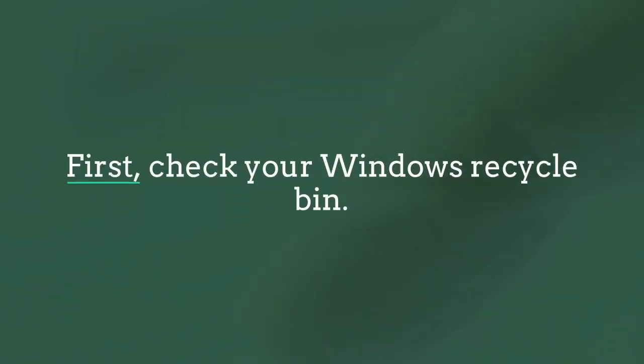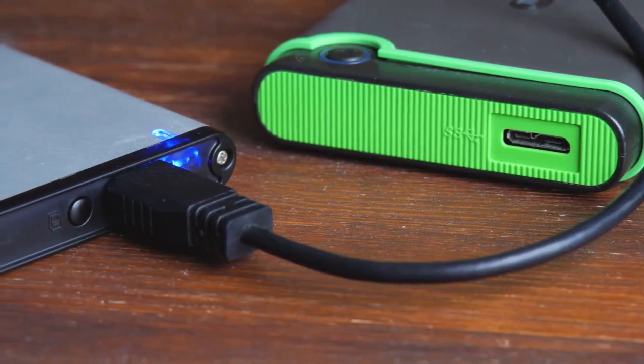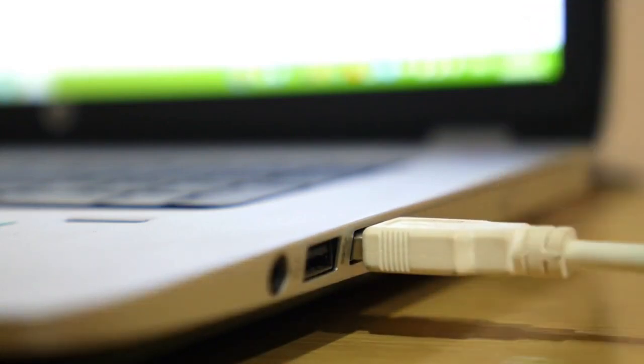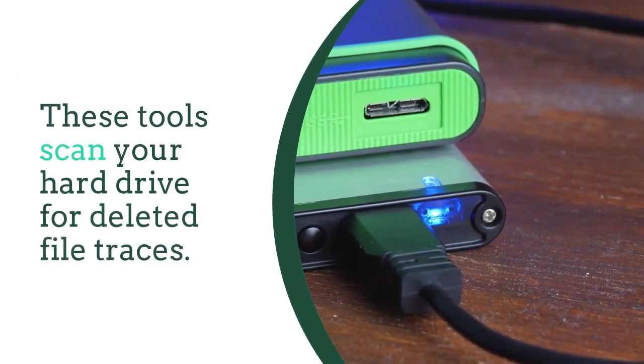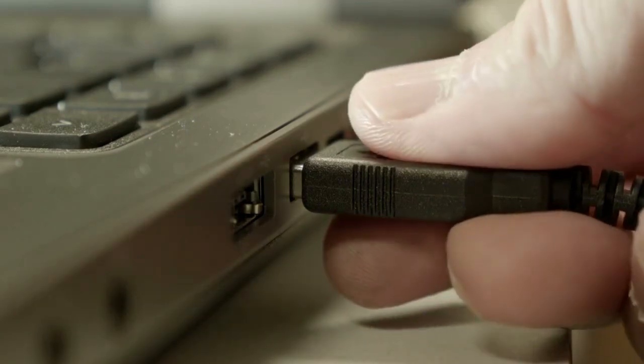First, check your Windows recycle bin. If it's there, simply right-click and restore it. If not, or if permanently deleted, you'll need specialized data recovery software. These tools scan your hard drive for deleted file traces. Install the software on a different drive.